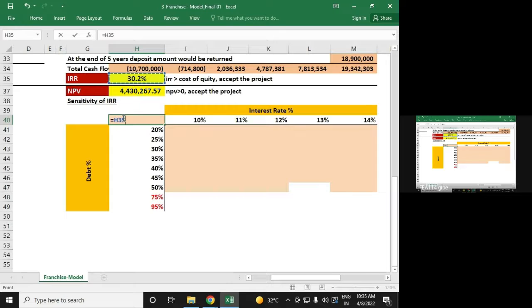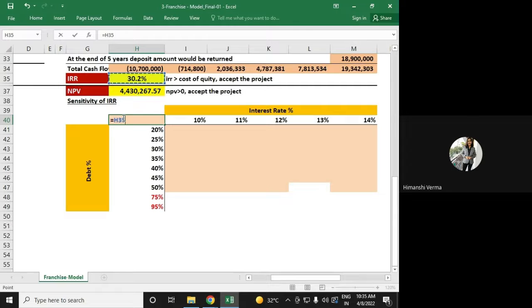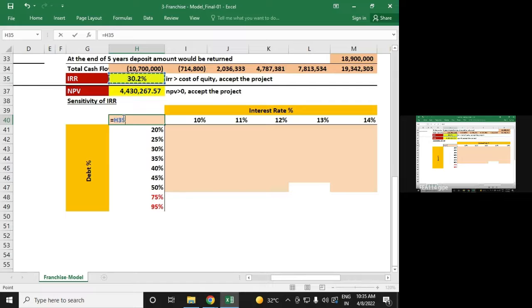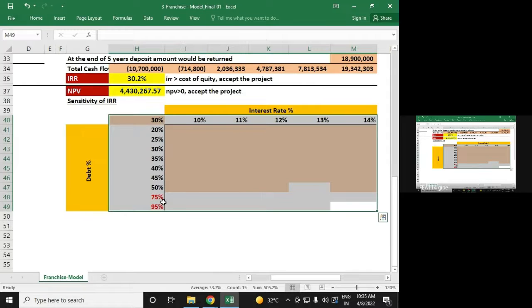Step 2. Students online, are we on the same page? Have you followed till here? I am showing the sensitivity table. Yes, sir. Correct. So link left corner cell. Step 2. Then select the entire range. Step 3. Don't select anything excess. Don't select anything less. Then go to data. What if data table?